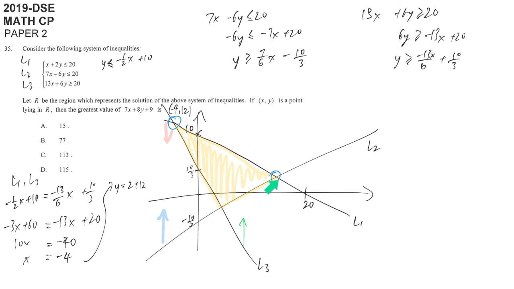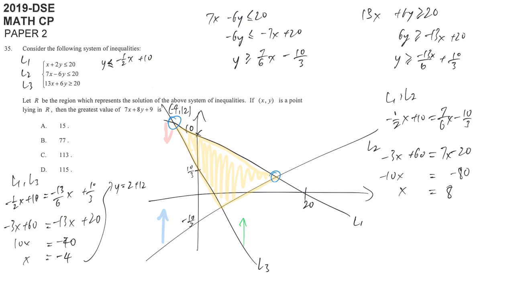For another point, we do the similar thing. It is the intersection of L1 and L2. So we combine these two. Again, both sides times 6. Y is equal to negative 1 over 2 times 8 plus 10. So another point is (8, 6).